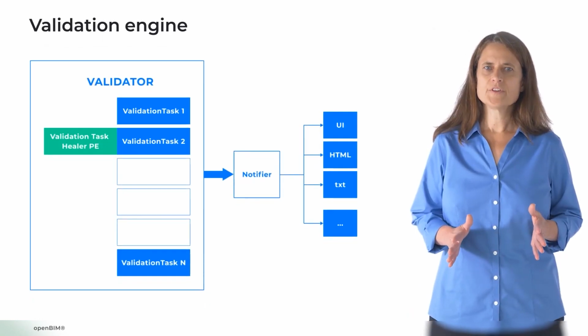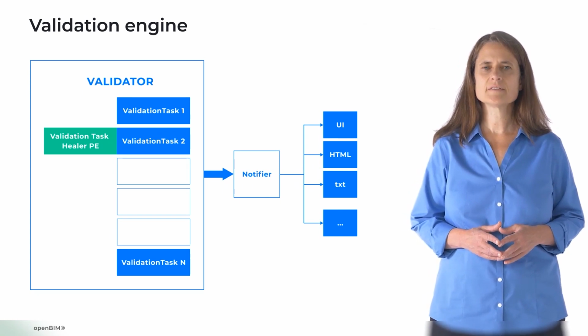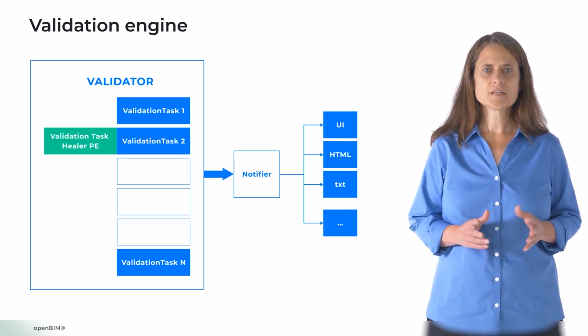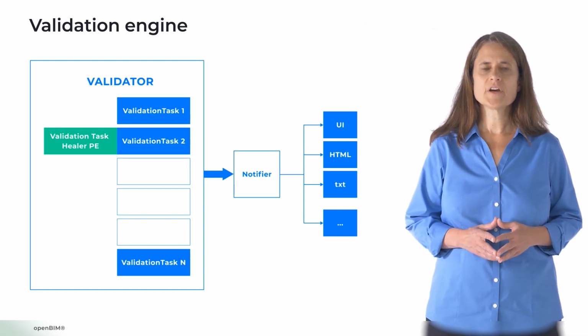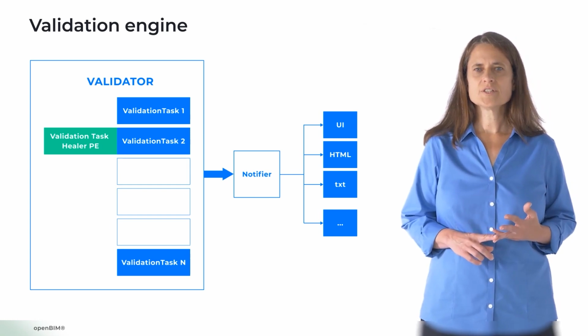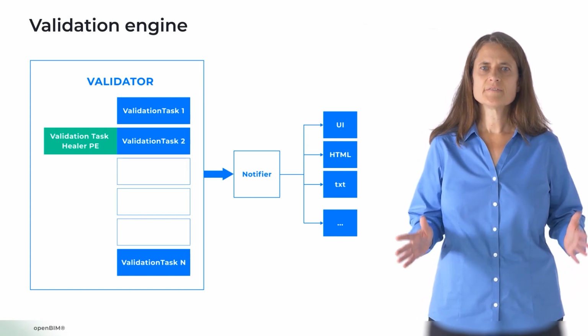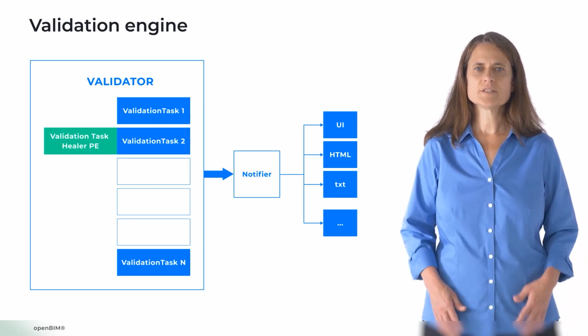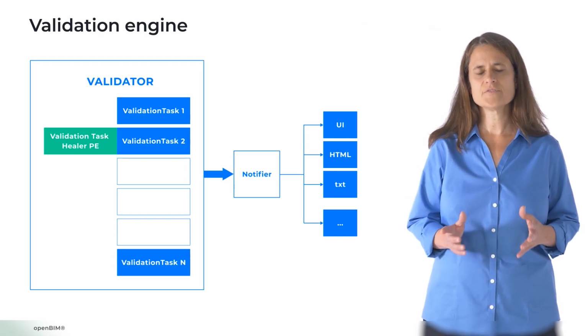From the API point of view, the validator class runs through a set of appended validation tasks for model instances, collects the result of validations, and notifies a set of predefined notifiers that print the results on the screen, to a text or HTML file, or a user interface window. Optionally, validation task implementations may have a healer protocol extension attached, as shown in the following demo.